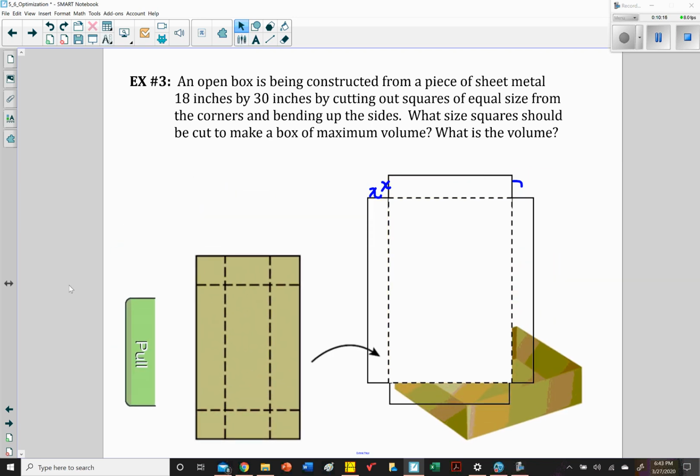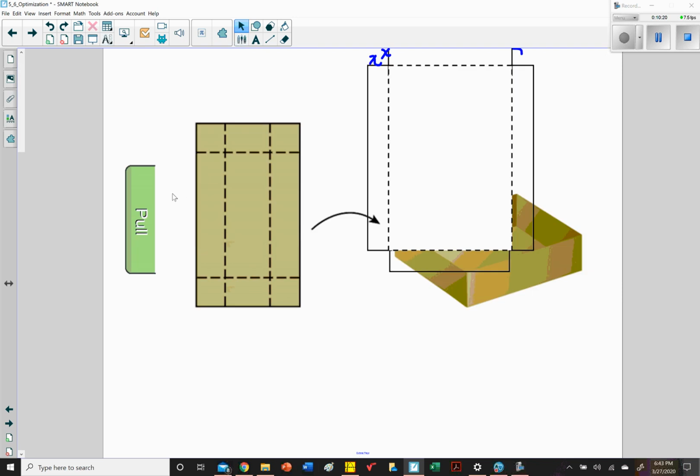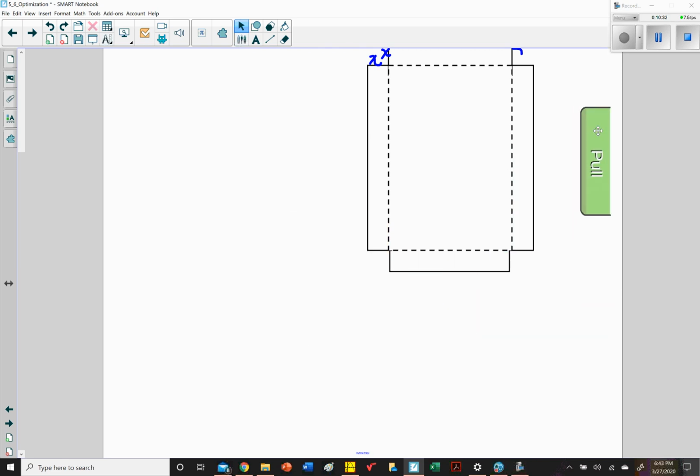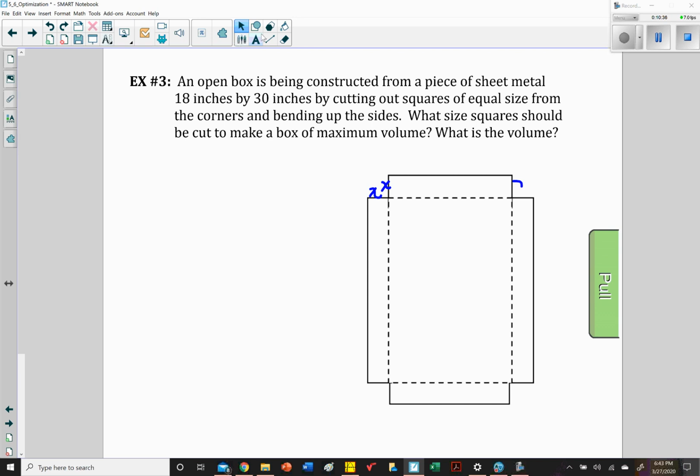So our box is going to look like this. You take that sheet metal, you cut out these squares, throw those away. They're X by X. Fold up the sides, we're going to get a cardboard box or a sheet metal box that looks like that.